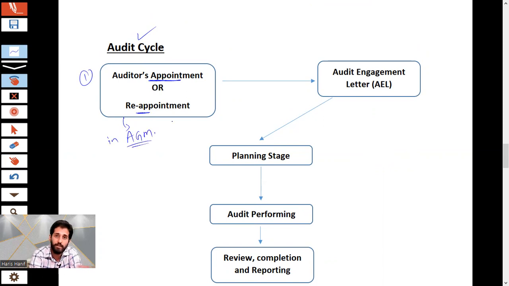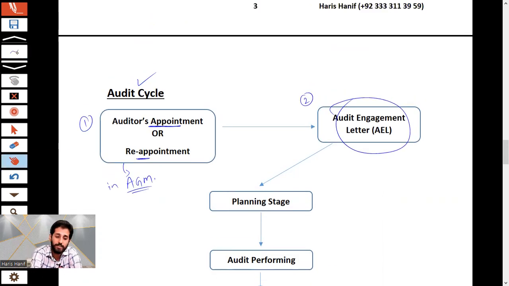AGM means annual general meeting. And the next one, audit engagement letter, AEL. What is audit engagement letter? This is actually a contract between firm and client entity.